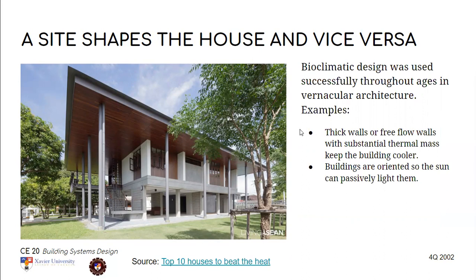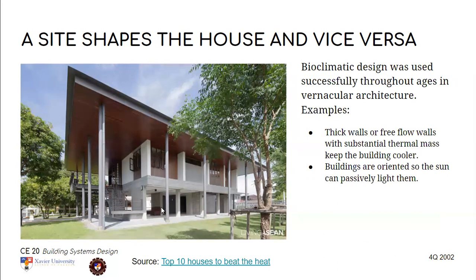And in bioclimatic design, as can be seen and read in the literature, thick walls or free flow walls with substantial thermal mass can keep the building cooler. Just like in this building from Living ASEAN, you'll notice that columns are built high to allow walls to cover and to resist high winds. It also allows free flow of air, orienting it from the cooler side in this season, and which allows cooler air, not just on the second floor, but also on the first floor of the building.